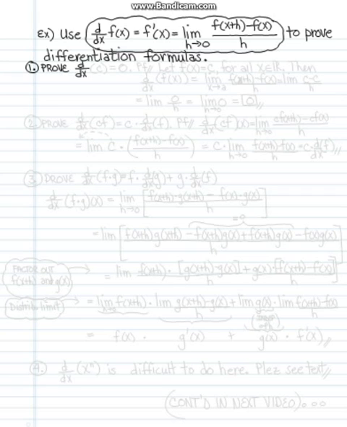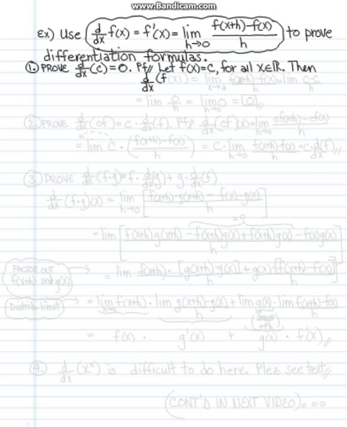The first formula, number 1: prove the derivative with respect to x of a constant function c is 0. In other words, when our function is f of x equals c all the time, no matter what x is, the constant function, that's always going to give us a 0 derivative. Let f of x equal c for all x in the real numbers. So it doesn't matter what x is, f of x will be c.